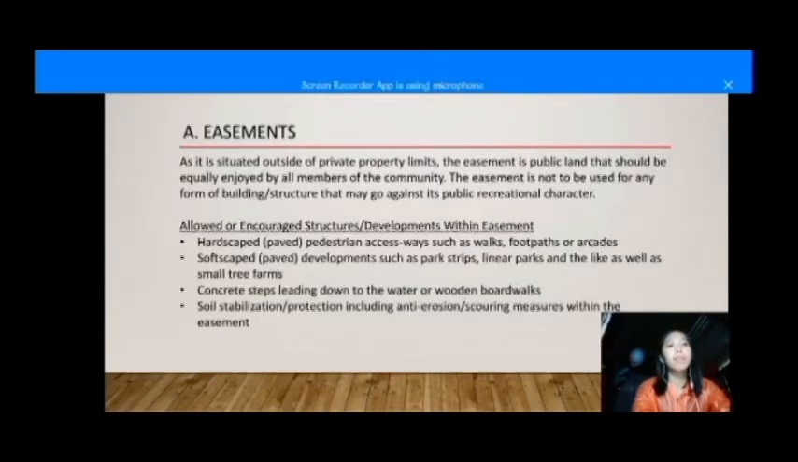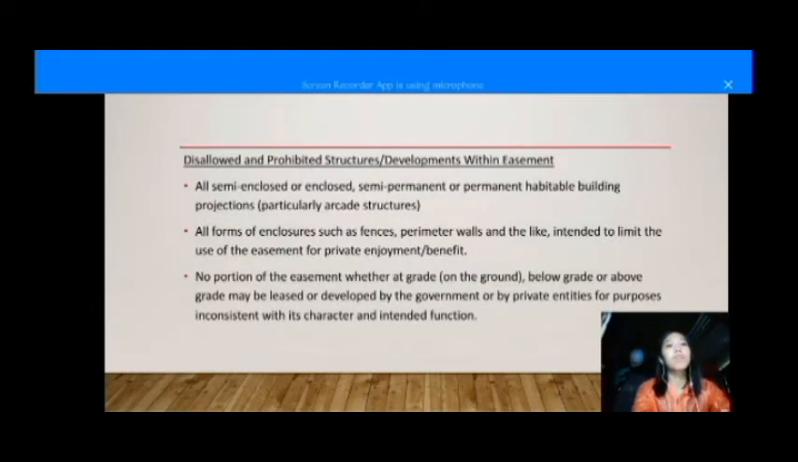within the easement. The disallowed and prohibited structures or developments within the easement are all semi-enclosed or enclosed, semi-permanent or permanent habitable building projections, particularly arcade structures. Also, all forms of enclosures such as fences, perimeter walls, and the like intended to limit the use of the easement for private enjoyment are prohibited. No portion of the easement, whether at grade, below grade, or above grade, may be leased or developed by the government or by private entities for purposes inconsistent with its character and intended function.